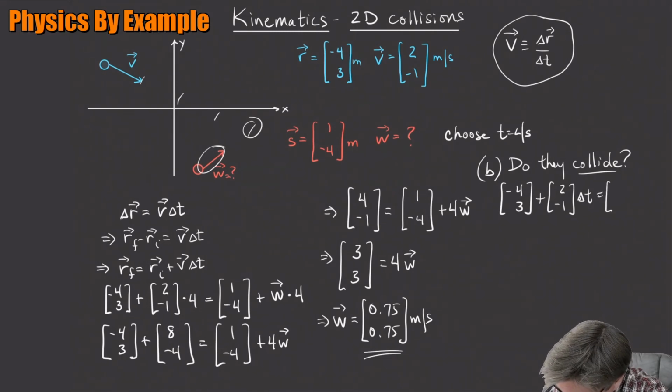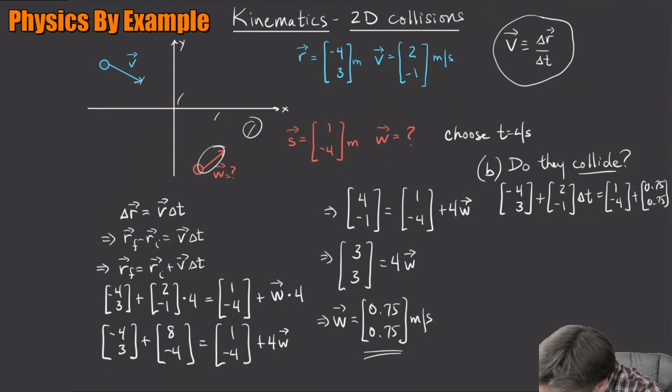I start out at 1 -4 plus 0.75, 0.75. Uh-oh, ran out of room. That's times my delta t also. Okay, so those are the 2 final positions. I'm just setting them equal because I want to know, is that true? Are they going to be at the same time? Are they going to be at the same place? That's what it means to collide. So this is something that I would want to check.